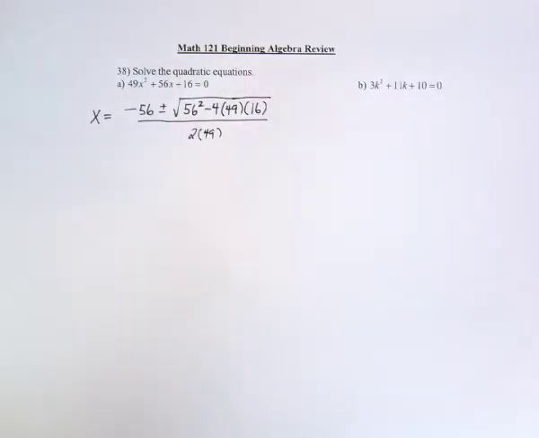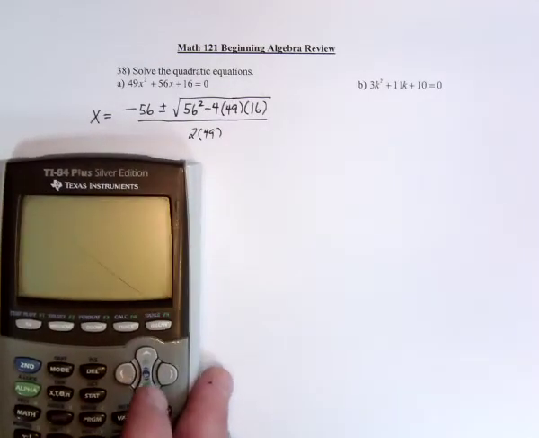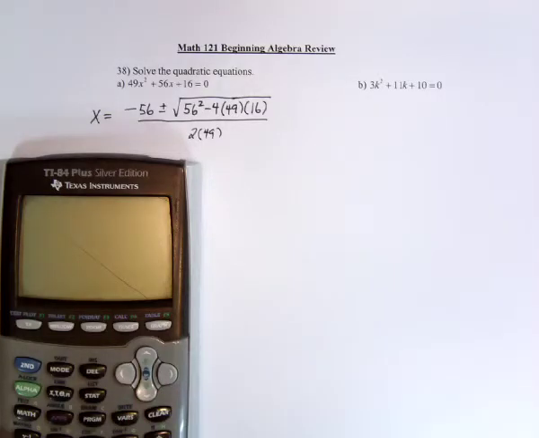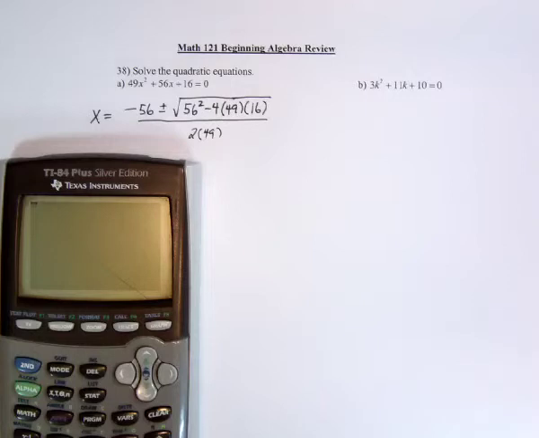If you're looking at this as a review for AccuPlacer, and you haven't taken AccuPlacer before, there are some of the questions where it will allow you to pop up a little calculator when the numbers get really big like this. So inside the radical, we've got 56 squared minus 4 times 49 times 16.